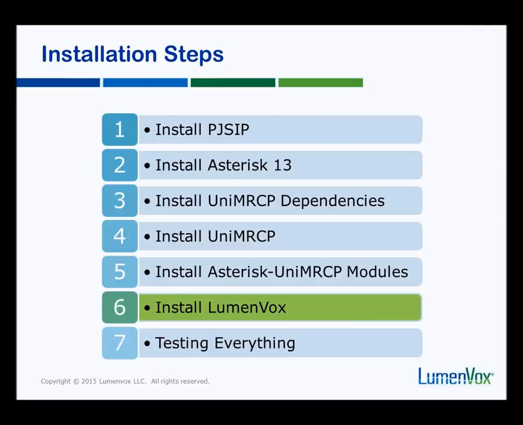So the basic instructions and configuration steps we'll go through here are pretty much the same as you would go through to set up any Linux machine with LumenVox. I'll try and point out some of those differences as we go through, but the main focus here will be to get LumenVox services installed on this Asterisk box that we've been working on.